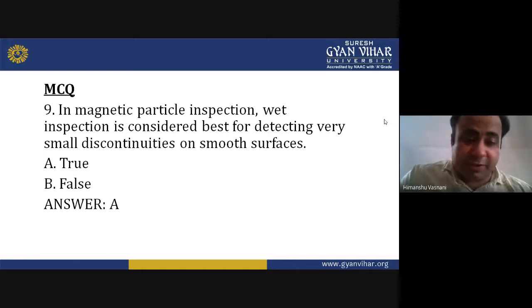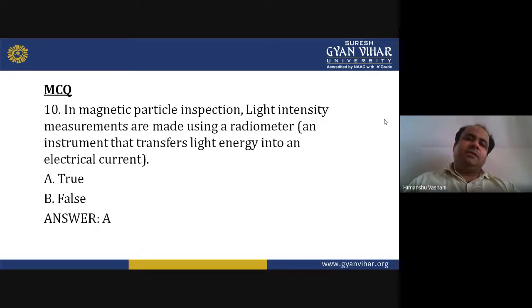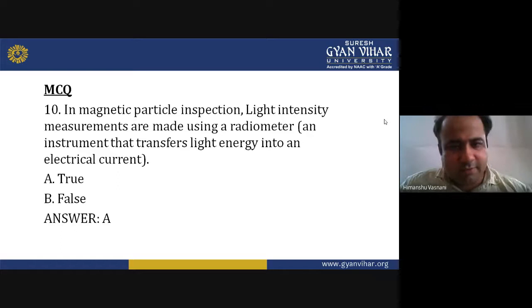In magnetic particle inspection, wet inspection is considered best for detecting small discontinuities on smooth surfaces. This is true in this case. Answer is A. In magnetic particle inspection, the light intensity measurements are made using a radiometer, an instrument that transfers light energy into an electric current.